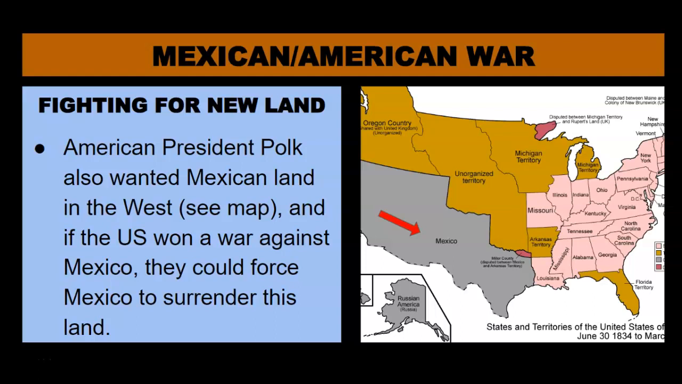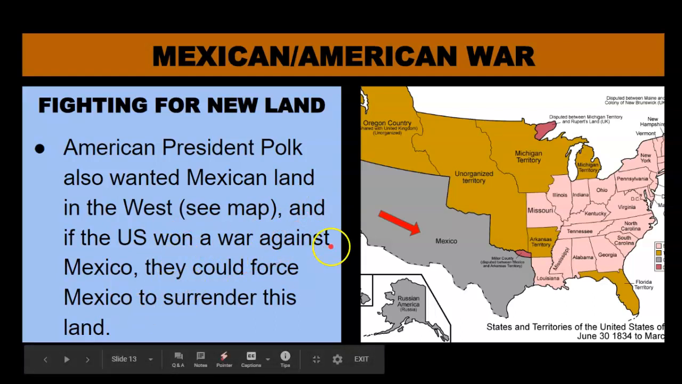We've discussed the value of land in depth in this class. Would the use of land be valuable economically? The answer is probably yes. We know the value of land, and land is an economic resource. So American President Polk wanted Mexican land in the West, see the map, and if the U.S. won a war against Mexico, they could force the Mexicans to surrender this land.